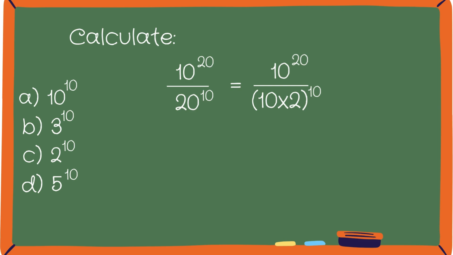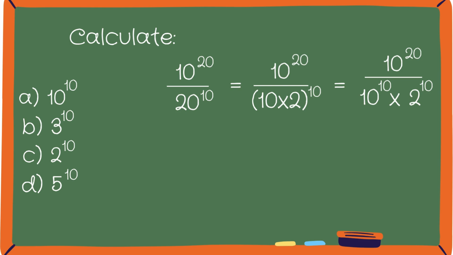Now, you know that this exponent applies to each factor. I'll repeat, the exponent applies to each factor. So, this will look like this. 10 to the 20th power, which is the numerator, remains the same. And in the denominator, I'll have 10 to the 10th power multiplied by 2 to the 10th power, right? Why? Because the 10 became the base of the 10th power, and the 2 also became the base of the 10th power. Very good.